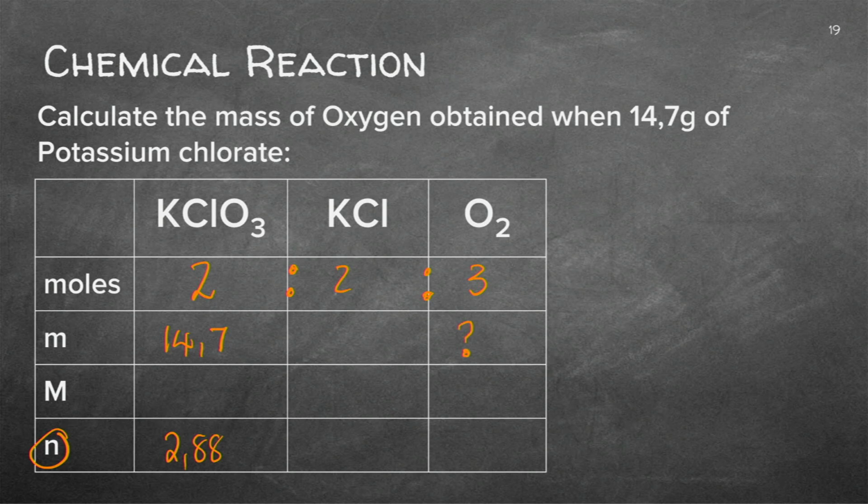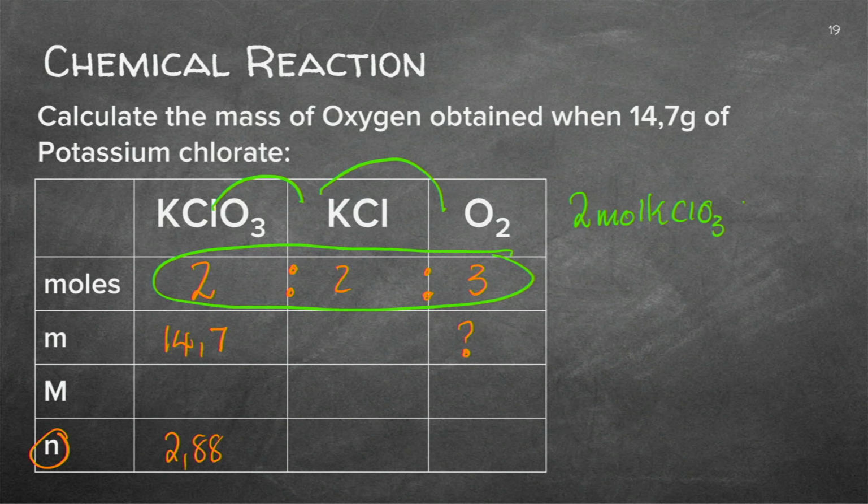So let's go. You always go back to your ratio. This is the bridge. That's how you can get from one substance to another. So what do I know? If I had 2 mole of potassium chlorate, it would produce, do you see here? 2 moles would produce 3 mole oxygen. But you didn't have 2 mole. You had 2.88. So 2.88 mole of potassium chlorate will produce. And now you do crossover. Look at this.